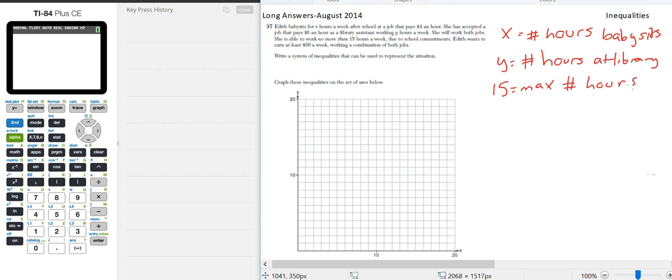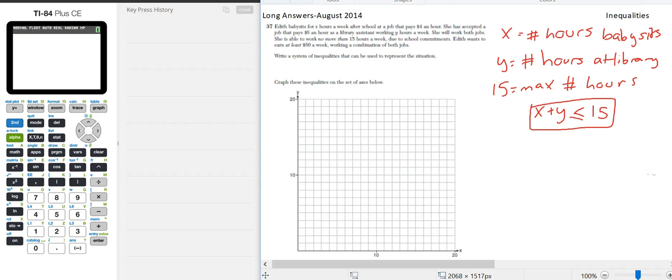So we can use this to write an inequality. X plus Y, the total hours babysitting plus the total hours working at the library, has to be less than or equal to 15 hours in total. So this is one inequality. The other inequality is, let's write out what we know.